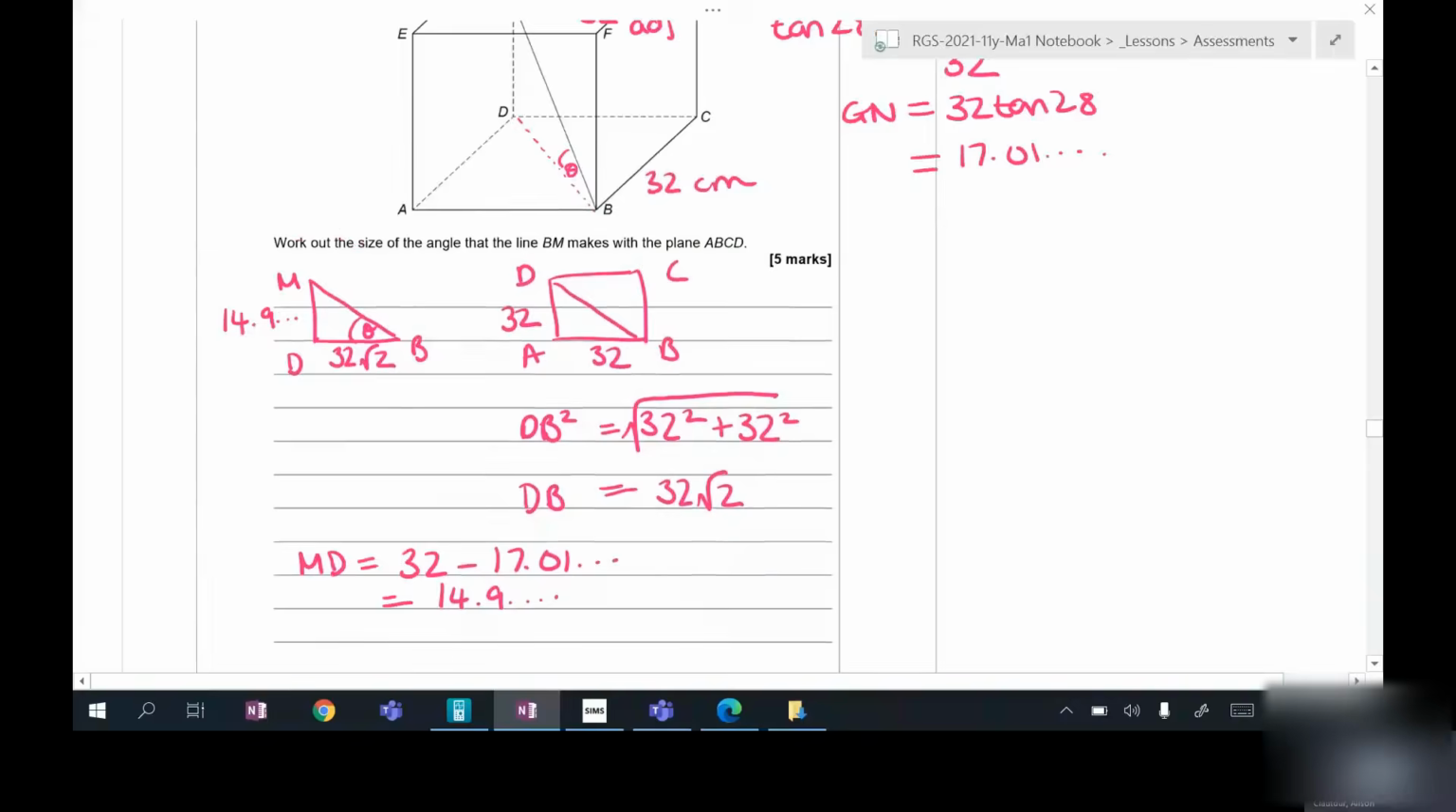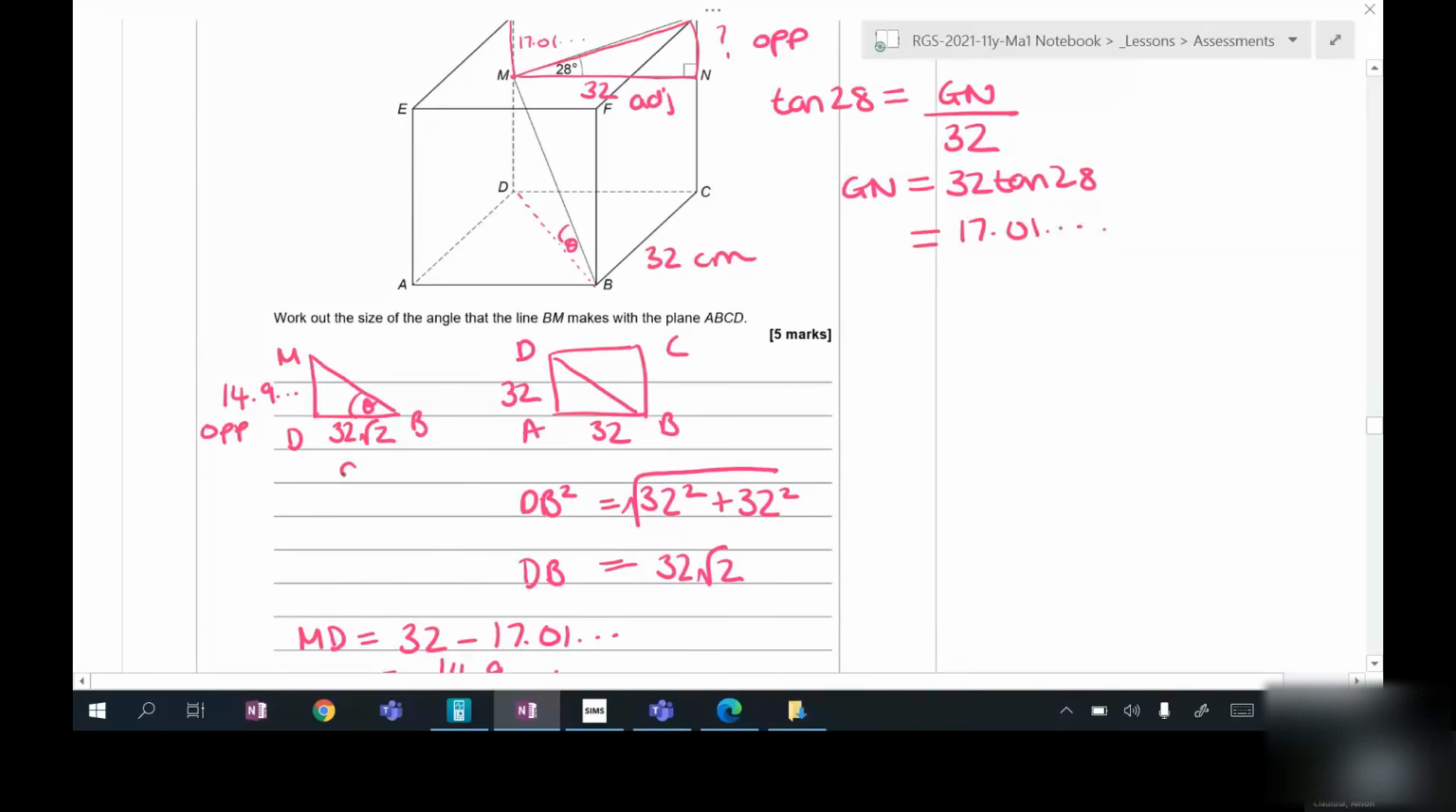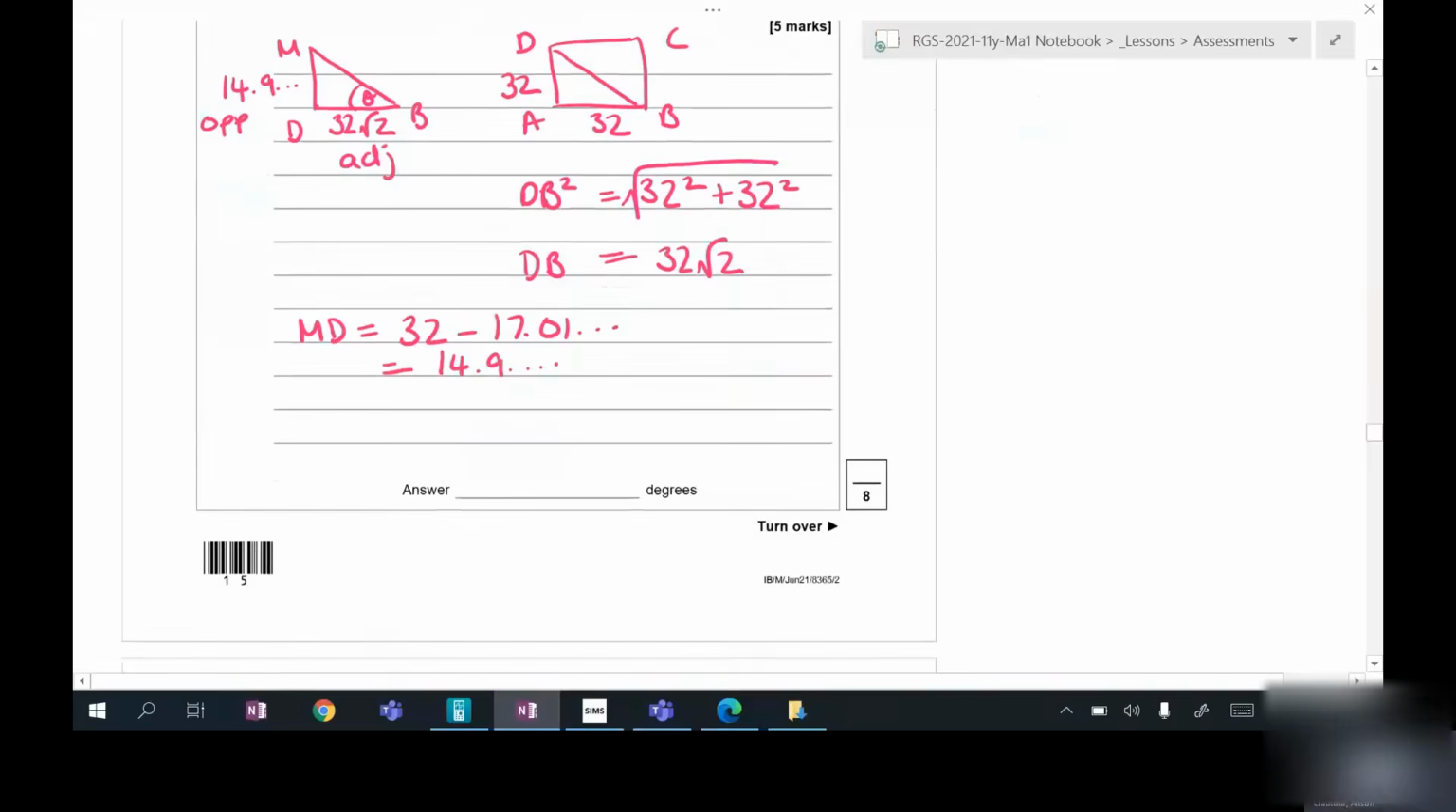Okay, and now going back to my original triangle, we've got the opposite and the adjacent again. So tan of my angle is going to equal the answer we had for MD divided by 32 root 2. So if you inverse tan, you get an answer of 18.3 degrees to 3 significant figures.